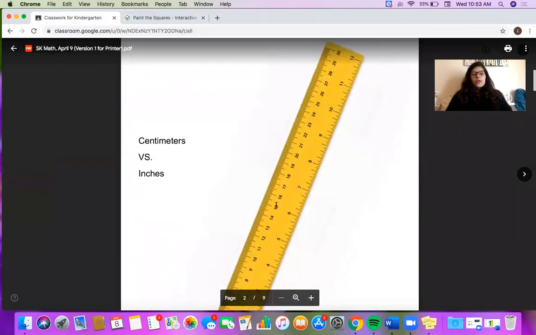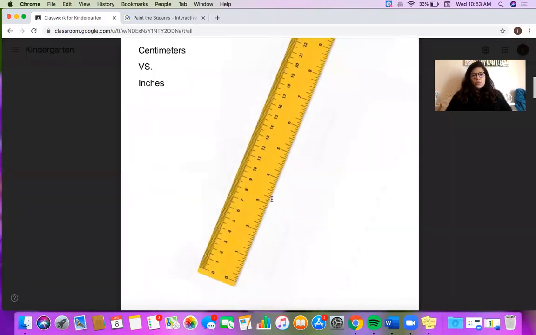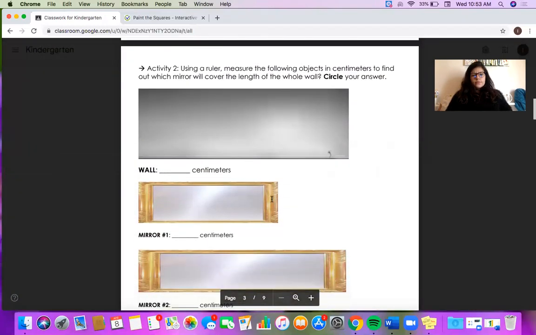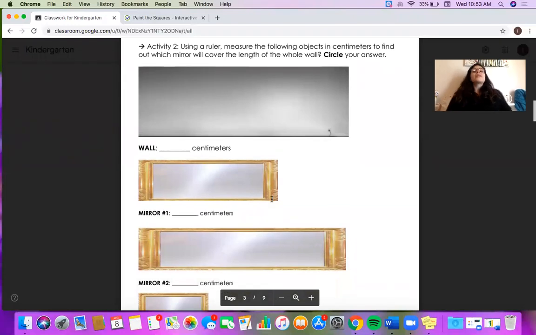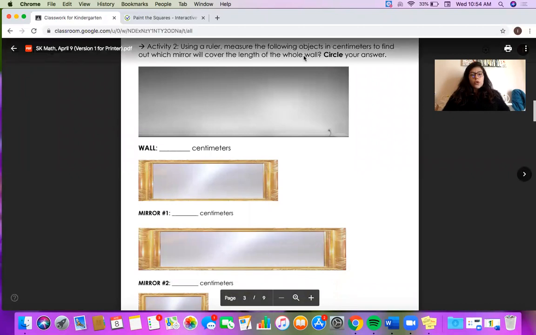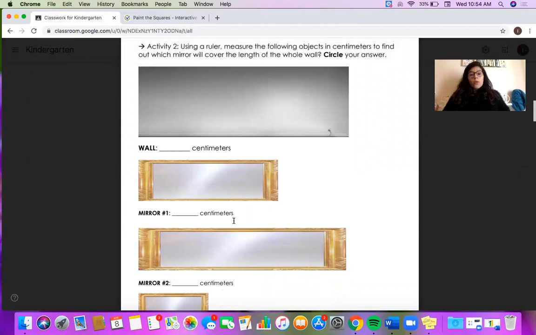Here we have our ruler. Today we're measuring in centimeters, which is the small side of the ruler. Okay, so let me explain your activity for today. Using a ruler, measure the following objects in centimeters to find out which mirror will cover the length of the whole wall.